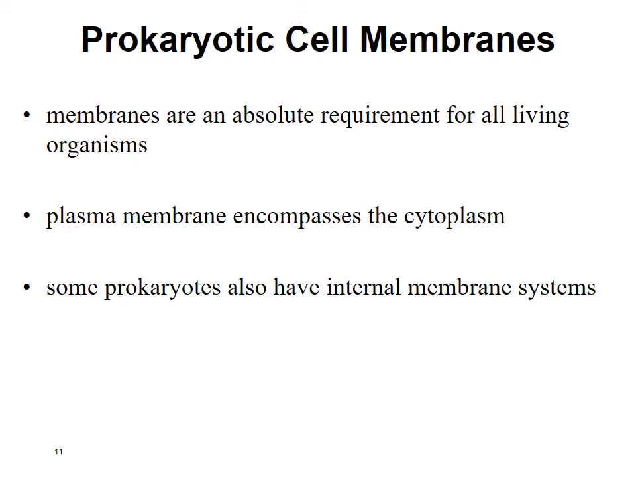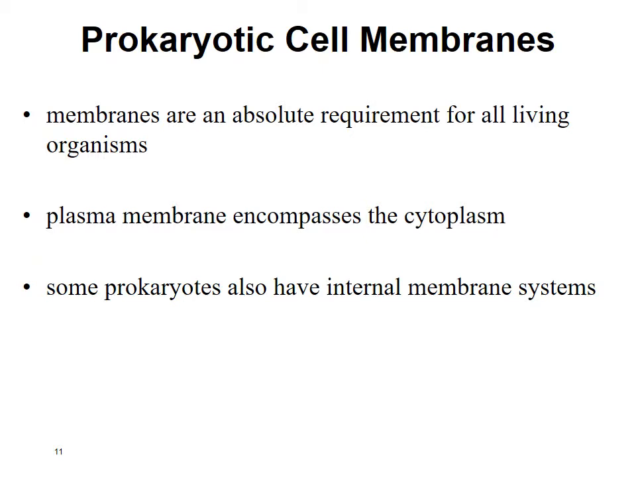Let's start by looking at prokaryotic cell membranes. Membranes are an absolute requirement for all living organisms. The plasma membrane encompasses the cytoplasm in order for cells to interact in a selective way with their environment, whether that's within the internal environment of an animal, or it may be a less protected and more variable external environment, such as water or soil.